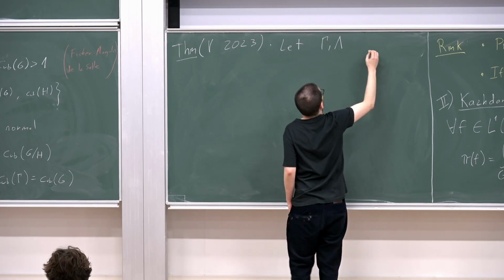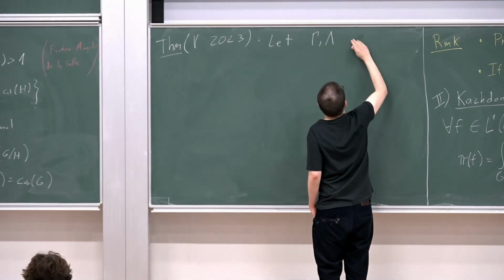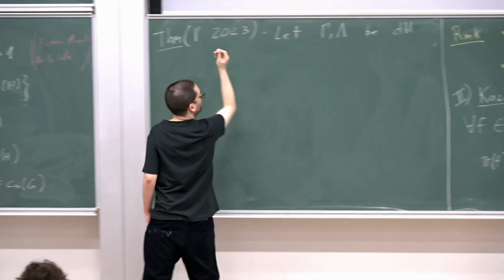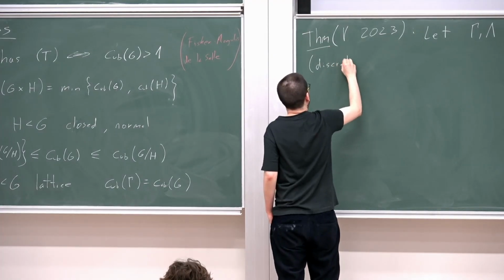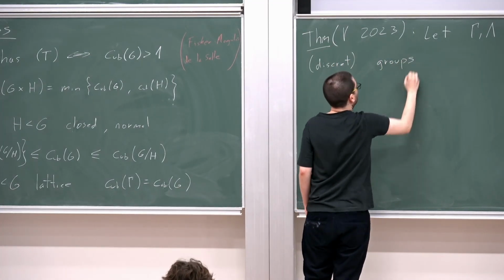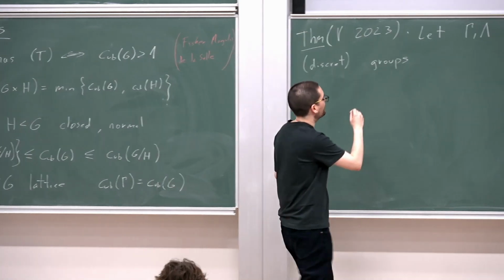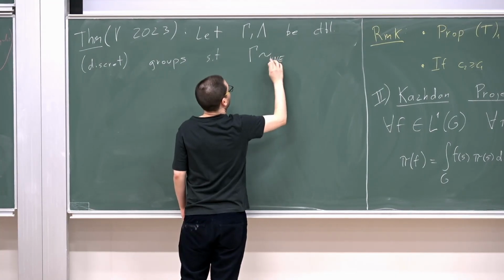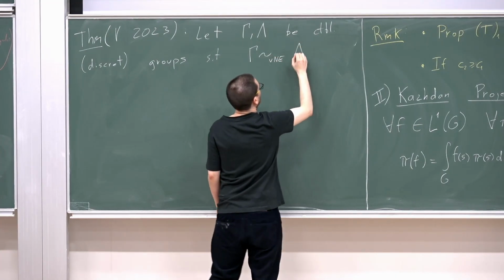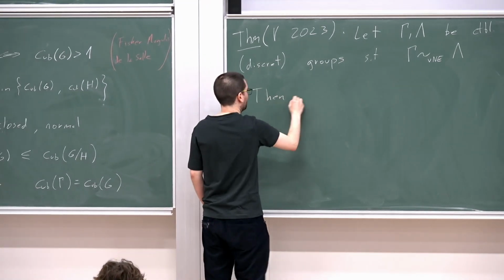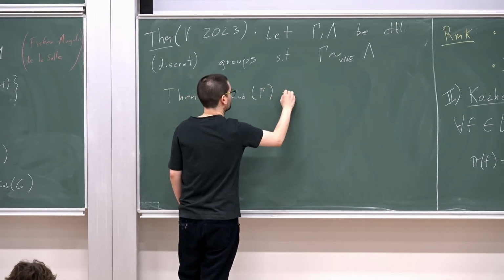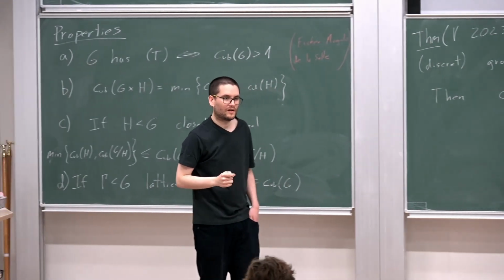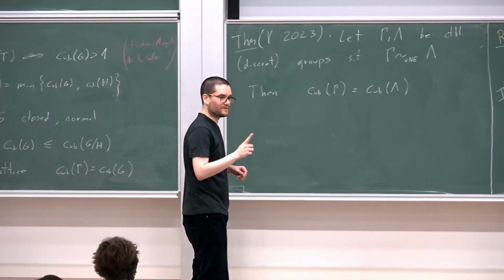Let gamma and lambda be countable discrete groups, such that gamma is von Neumann equivalent to lambda, then they have the same constant. They have the same von Neumann algebra? No, I'm going to explain.